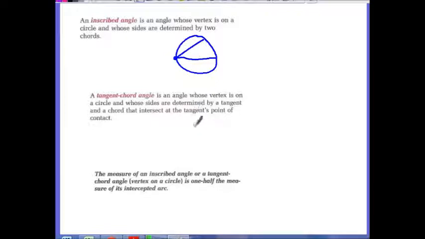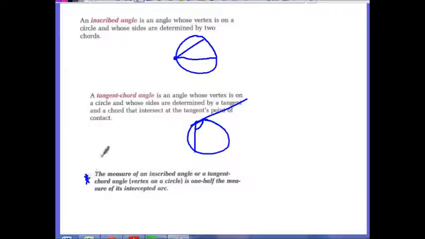Next, a tangent chord angle is an angle whose vertex is on the circle and whose sides are determined by a tangent and a chord that intersect at the tangent point of contact. So here we go. We have a tangent line, and here's my chord of tangency, and we have a chord. Here's where my tangent chord angle is going to be. Now, what these two angles have in common is that their vertices lie on the circle itself.